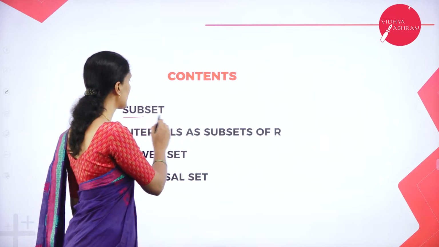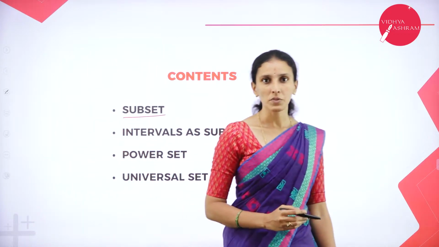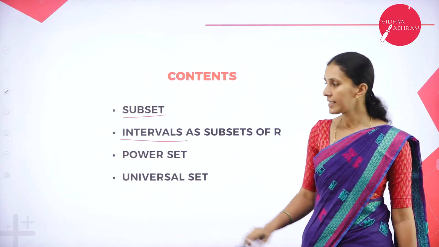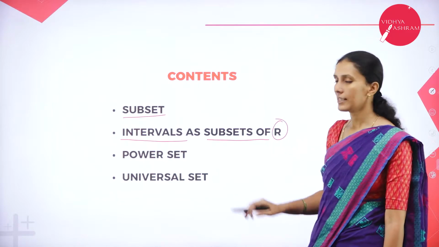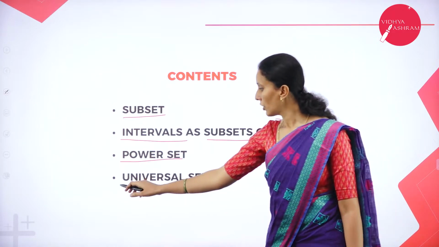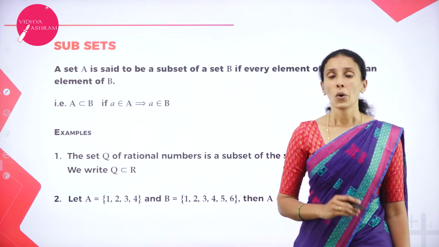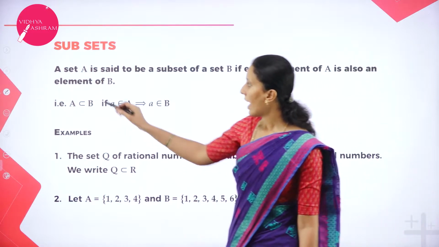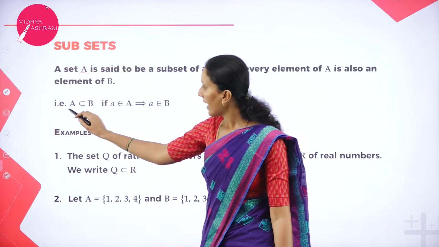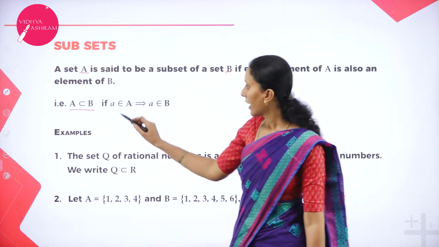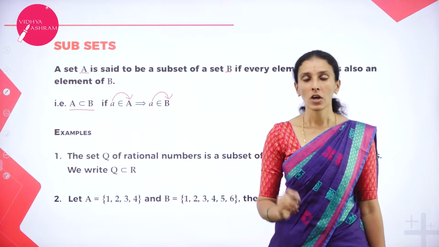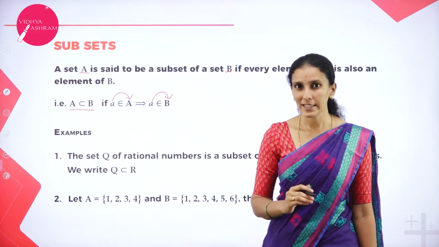So, first one is the subset. What is subset? How do we denote subset? Next, we will define intervals as a subset of R, the set of real numbers, and power set and universal set. Subset. What do you mean by subset? When we have a set A and set B, we say that A is a subset of B if every element of A is an element of B. That means all the elements in A should be present in B.